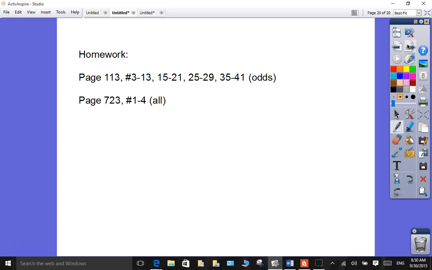So that's the homework. That last bit where you simplify the square root actually comes from section 11.2. And there's only 4 problems like it. So go ahead and write it down and work on it.